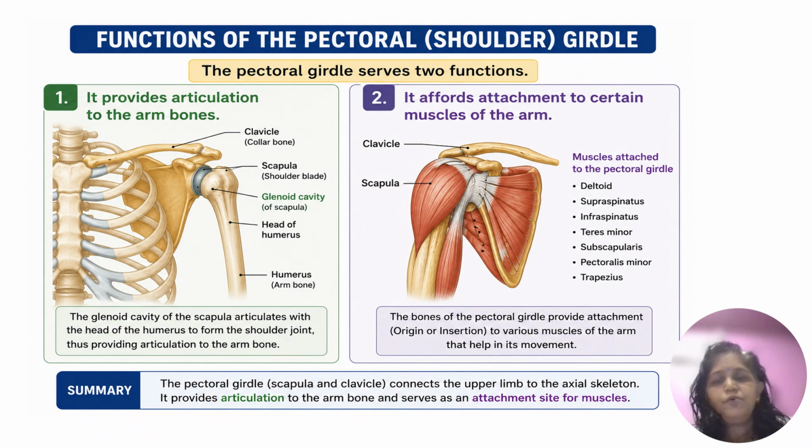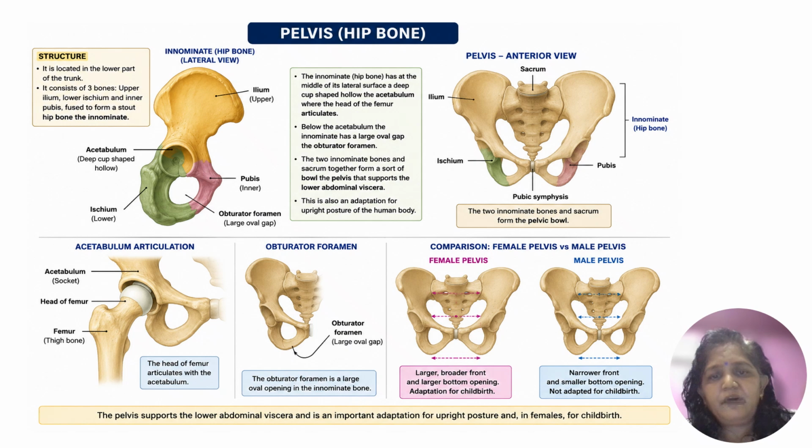So I hope you have understood this slide very well. So I'm moving to the pelvis region. In the pelvis region, as it has been told, it is located in the lower part of the trunk. I've already explained to you what a trunk is, and it consists of three main bones: ilium, ischium, and pubis, which are fused into the hip bone, the innominate.